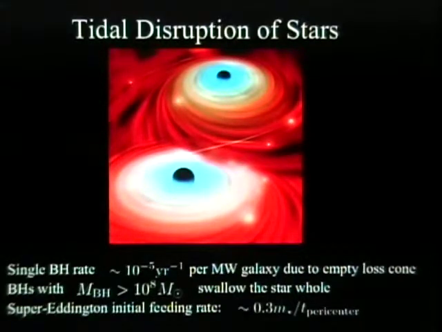And actually, black holes with a mass bigger than 10^8 solar masses do not produce tidal disruption. They have such a large mouth that they swallow the star before it gets disrupted. And when a star gets disrupted by a black hole of less than 10^8 solar masses, the feeding rate of the black hole is extremely large. You get roughly 30% of the mass of the star over the pericenter time feeding the black hole. And that usually is several orders of magnitude more than the Eddington feeding rate.